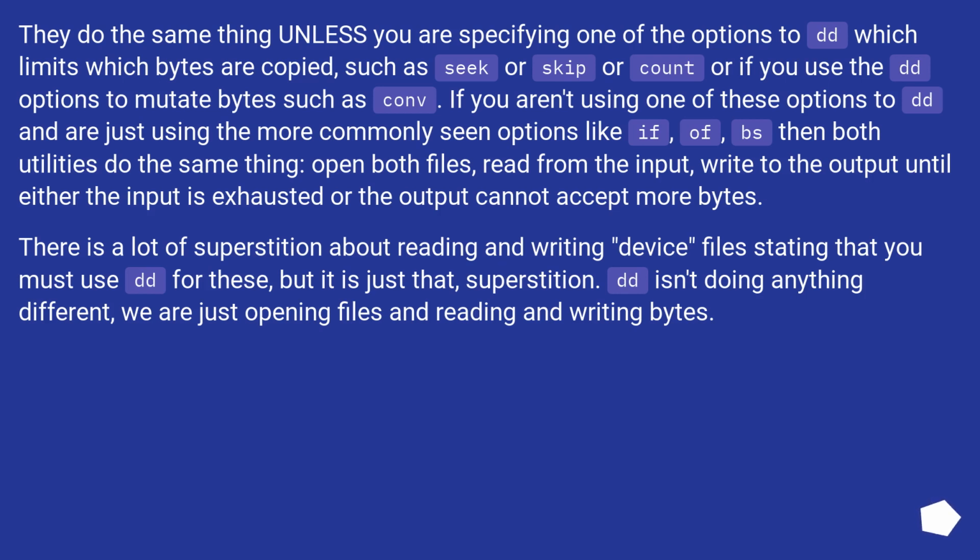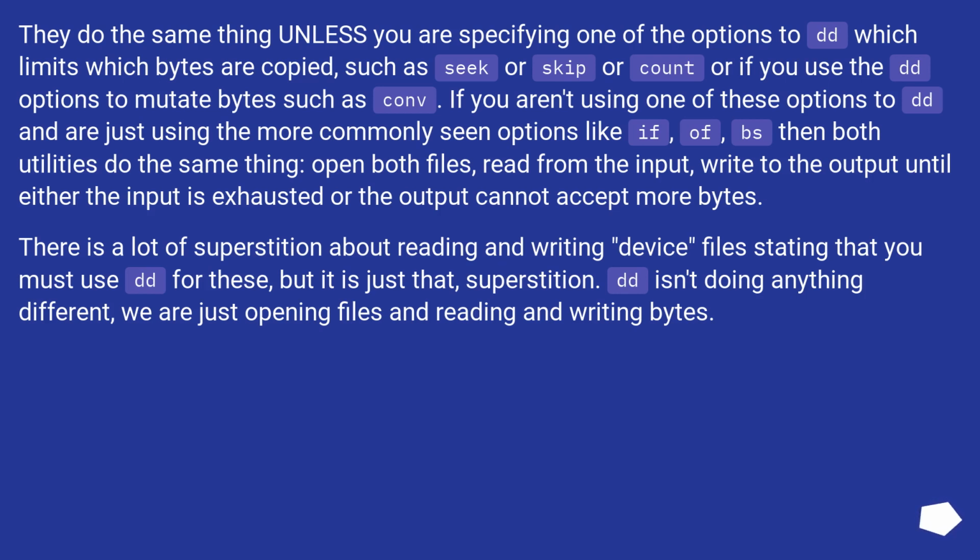They do the same thing unless you are specifying one of the options to dd which limits which bytes are copied, such as seek or skip or count, or if you use the dd options to mutate bytes such as conv. If you aren't using one of these options to dd and are just using the more commonly seen options like if, of, bs, then both utilities do the same thing.